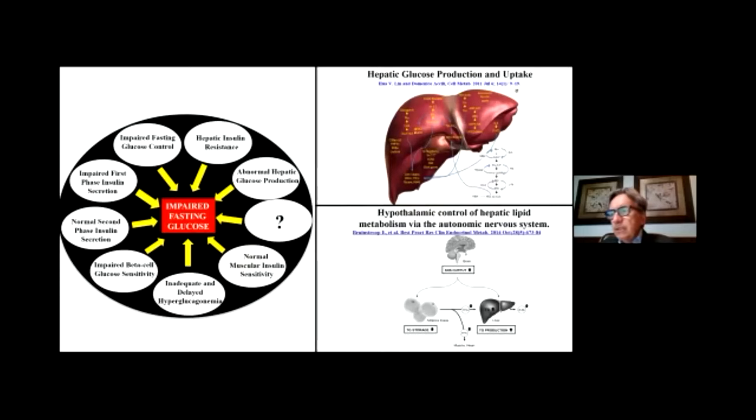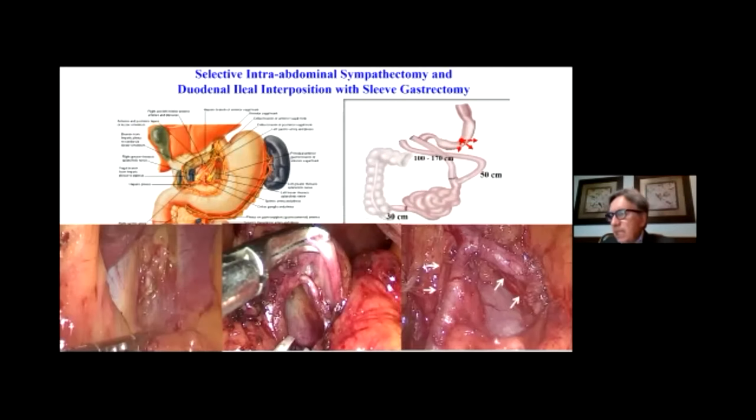A better insight into the pathophysiology has led to tailored diagnostic tools and therapies, which have dramatically improved outcomes. Altogether, those patients who do not get diabetes remission after surgery have a number of pathophysiologic characteristics, like a prediabetes phenotype of impaired fasting glucose. So a potential new target for surgery would be unsolved hepatic glucose production and uptake, and also hepatic lipid metabolism.